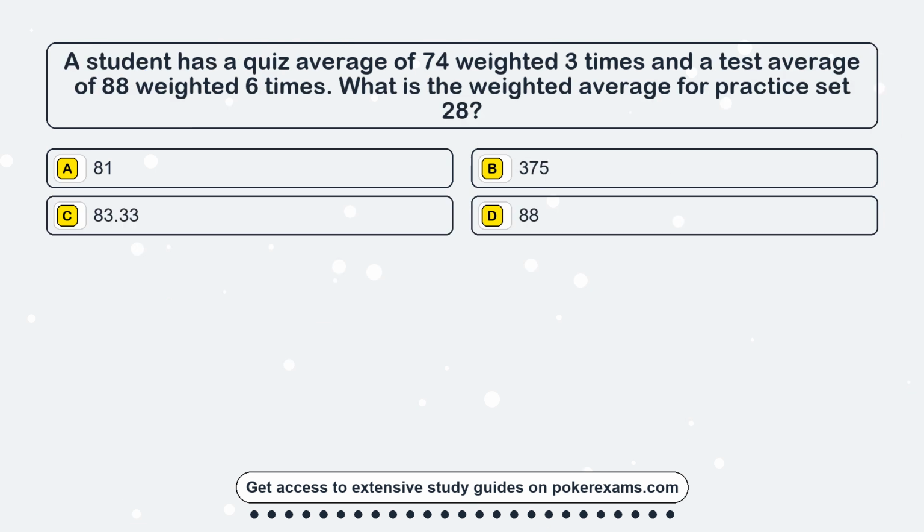Question 20. A student has a quiz average of 74 weighted 3 times and a test average of 88 weighted 6 times. What is the weighted average for practice set 28? Option A 81. Option B 375. Option C 83.33. Option D 88.